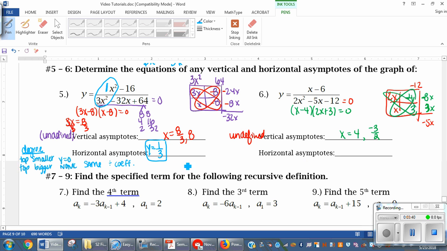In the next one, again, following these same 3 rules, if the top is smaller, 0. If the top is bigger, none. If they're the same, divide coefficients. So the degree here is 1. The degree in the bottom is 2. So this is smaller. We're going to say y equals 0. I would definitely put those rules on my note card.